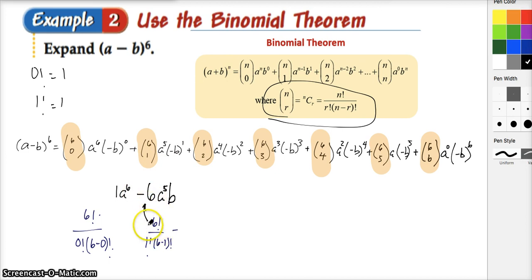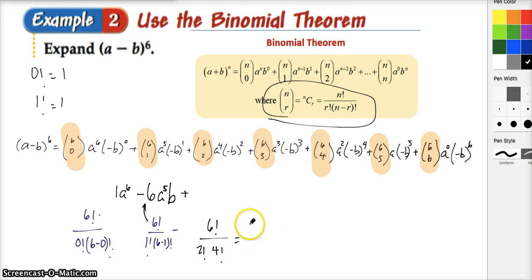All right, so this coefficient came from 6 choose 1. We worked that out just a second ago. A to the 5th times negative b to the 1, that negative b affected everything. And we're just going to keep going. All right, so this is going to be 6 choose 2. So that's going to be 6 factorial over 2 factorial times 6 minus 2 factorial, which is 4 factorial.